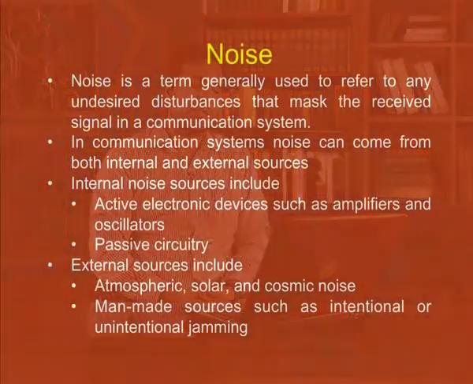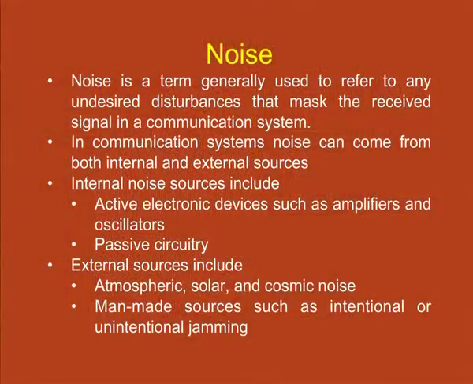Now, there can be two types of sources for this noise. Broadly speaking, they are called internal sources and external sources. Internal sources of noise include the electronic devices which are part of the communication system, like active devices such as amplifiers and oscillators, or passive circuitry like filters which provide some insertion loss. For external sources we can have atmospheric, solar and cosmic noise, or other man-made sources such as intentional or unintentional interference and jamming. These external sources are external to the communication system. Now, we will mainly focus on internal noise.